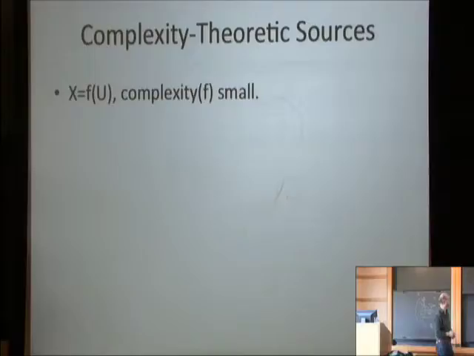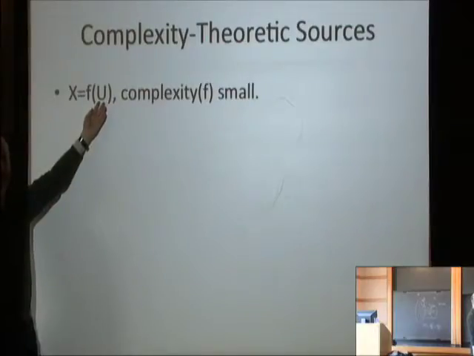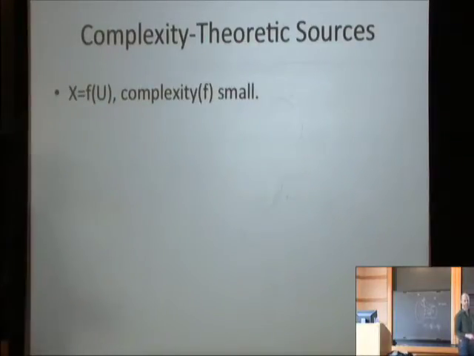Okay, so another variation is to impose that the complexity of the source should not be too large. Here we have the source being f applied to the uniform distribution, where f has low complexity.